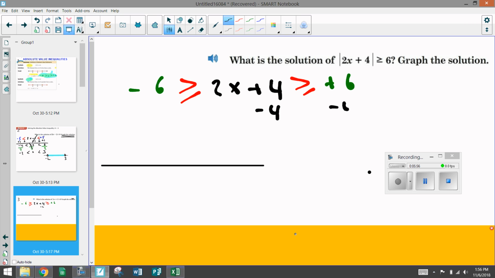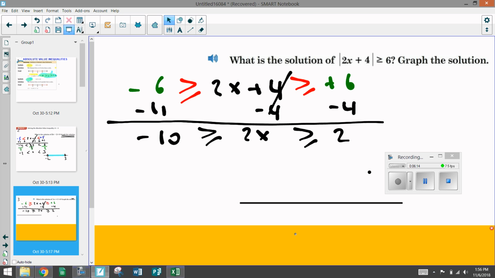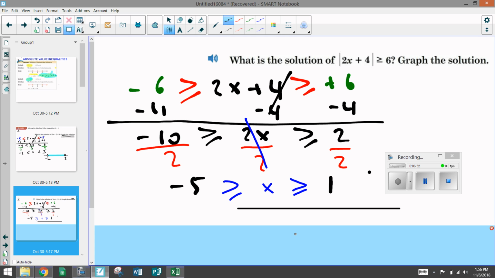Subtract 4 from all sides. It cancels out 2x. Drop the signs down. 6 minus 4 equals 2. -6 minus 4 is equal to -10. What is next? Divide by 2. It cancels out; keep the same sides. And -5 and 1 is correct.